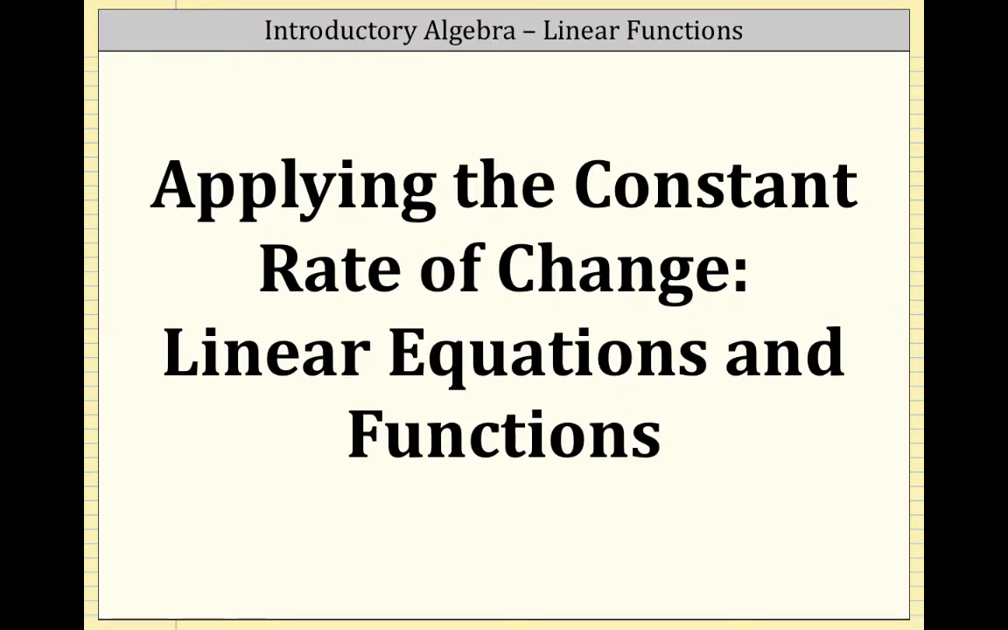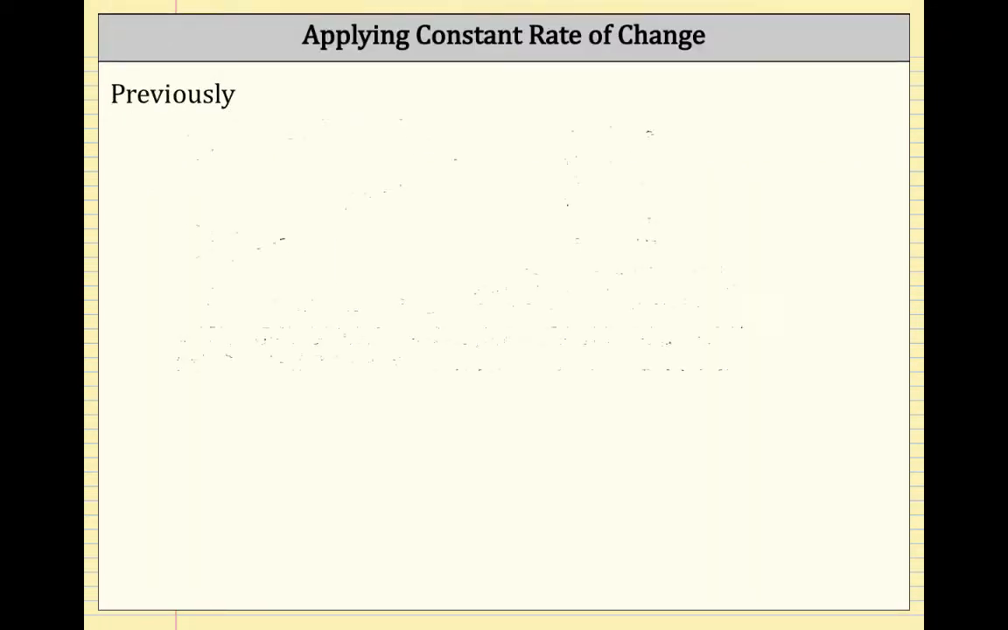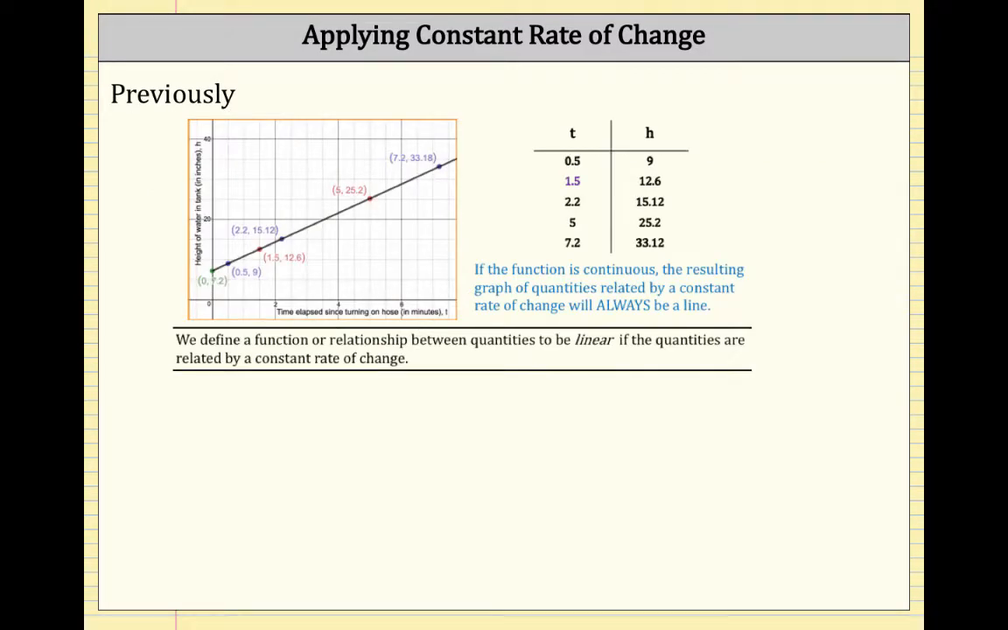Welcome to a lesson on applying the constant rate of change, linear equations, and functions. Previously, we had used a table and a graph to study what happens when quantities are related by a constant rate of change. What we had discovered is that a functional relationship between quantities is linear if the quantities are related by a constant rate of change.